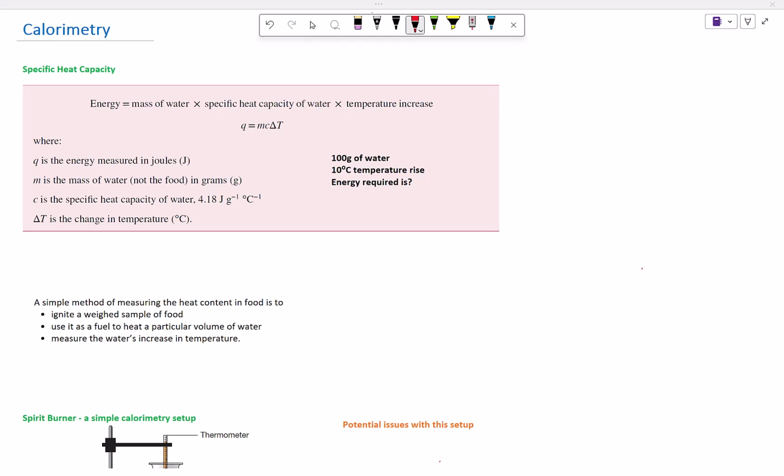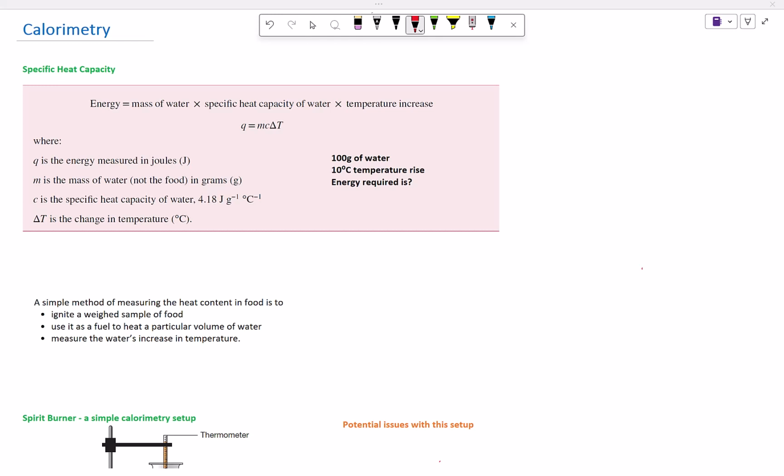So we're going to talk about calorimetry here, and calorimetry is basically an experimental way we can measure the heat content of particular chemicals or particular foods or whatever. But before we get to that, let's have a look at specific heat capacity, because this can help us to work out the amount of energy something has.